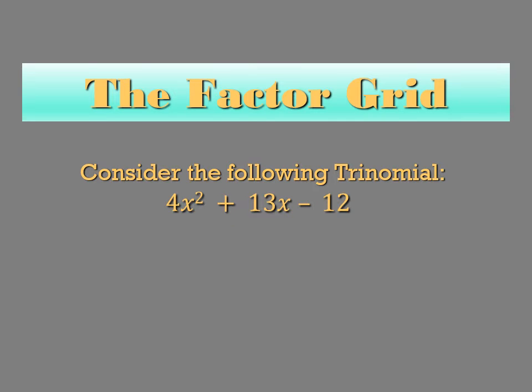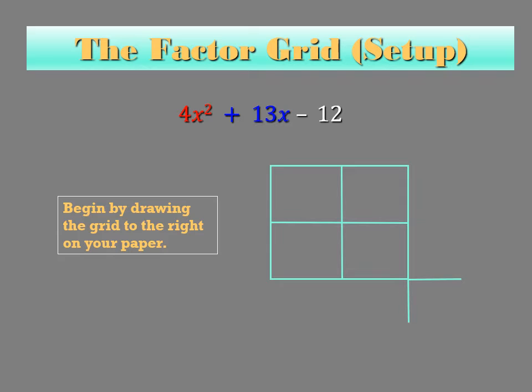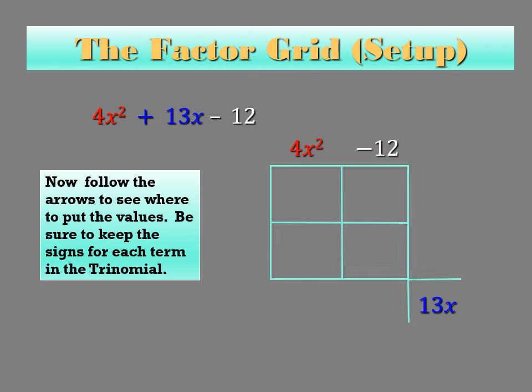Now, if the coefficient of x squared is not 1, so we have an example like 4x squared plus 13x minus 12. So first we're going to learn the first method, and there are so many methods. This is one of the methods. We're going to begin by drawing the grid on the right. Then we're going to write the components of my trinomial as such.